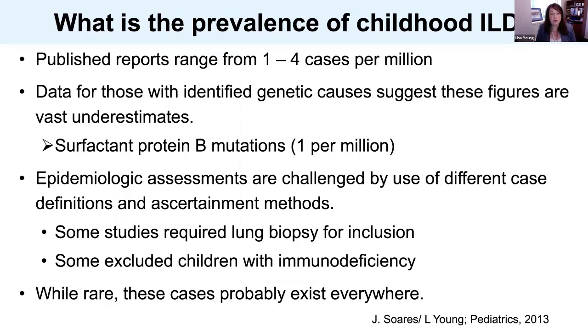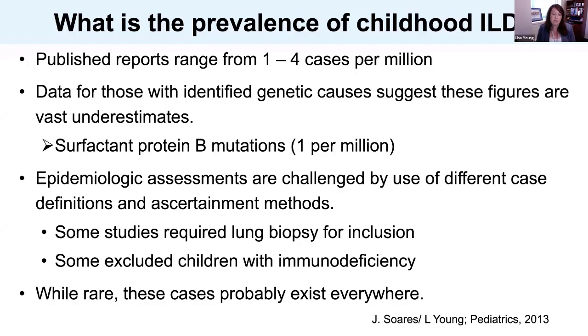So what's the prevalence? The short answer is that we don't know. There's published data ranging from about 1 to 4 cases per million is what is in the literature. But the data just for those where we've found a genetic cause suggests that these figures would be vast underestimates. So surfactant protein B mutations are one of the rarest causes, but population data puts that at 1 per million. So if we have 100 or more different causes and one of the rarer ones is at 1 per million, you can see that our numbers are off.